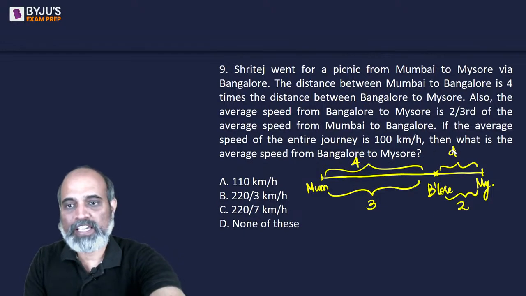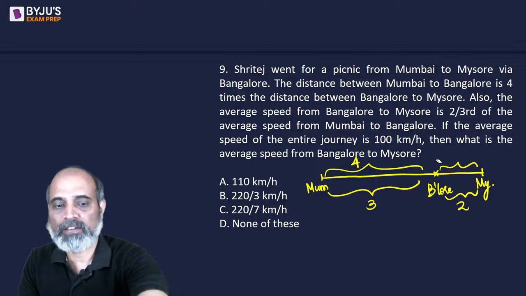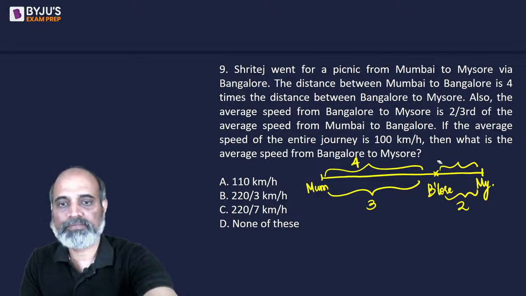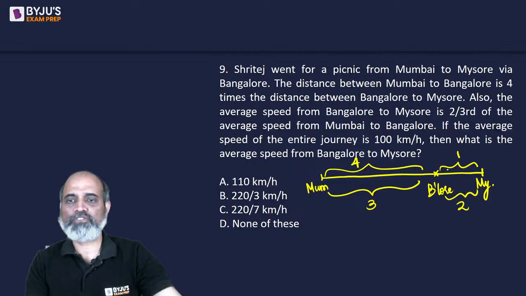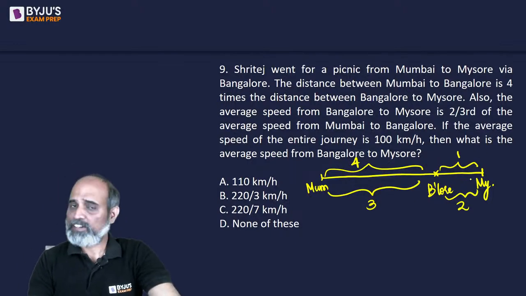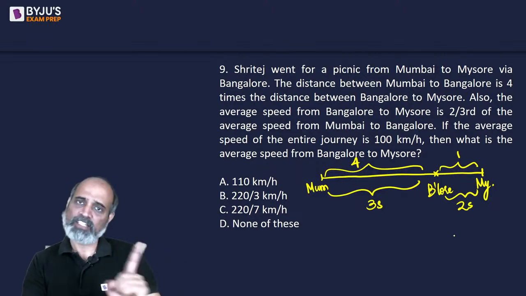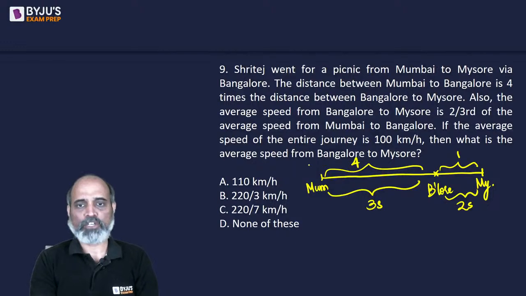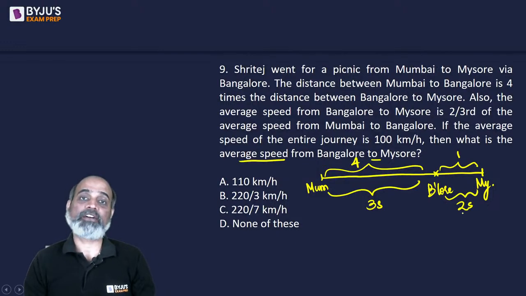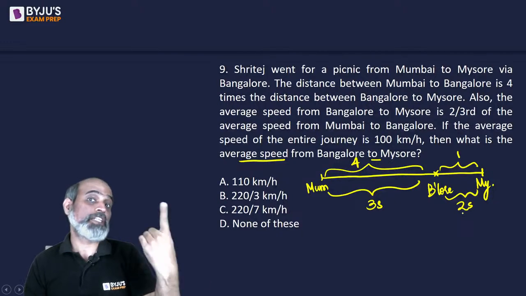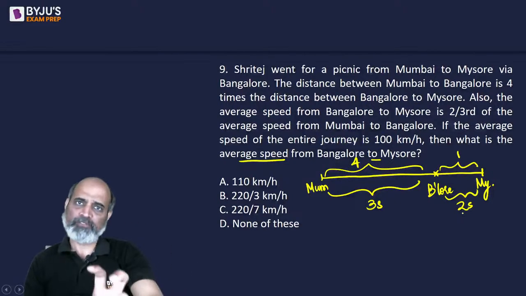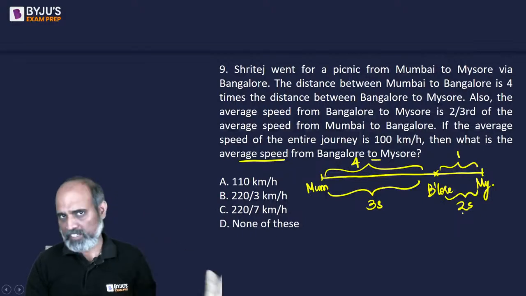Also, instead of D, we can consider this to be only 4 and 1. So instead of 4D and 1D, let's write 4 and 1. And instead of average speed as 3 and 2, let's write 3s and 2s. Why am I doing this is because we need to find out average speed from Bangalore to Mysore, as in once I get the value of s, I need to find the 2s. So I'll leave the variable with speed. I will ignore the distance part.